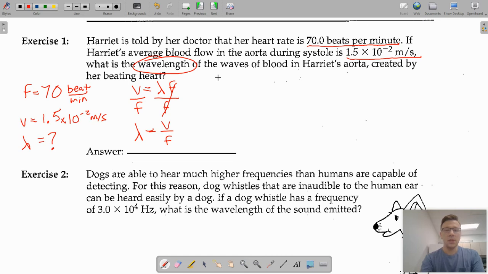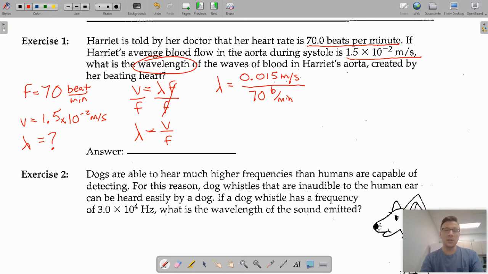And then we can actually just go ahead and plug that in. So I'll rewrite this as 0.015 meters per second. So remember to change scientific notation into a decimal. We had 1.5 times 10 to the negative 2. So the decimal was originally right here, and then we moved it 2 spots to the left to get 0.015 meters per second. Okay, so that is 0.015 meters per second divided by 70 beats per minute.